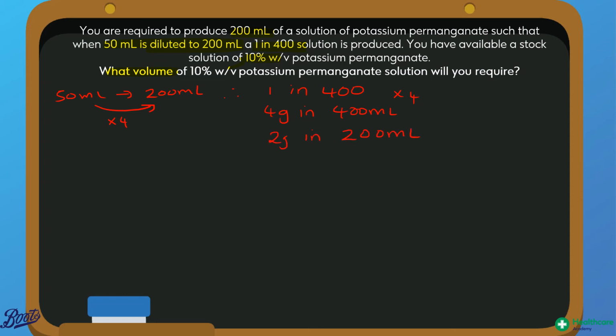Now our stock solution that we're going to create the solution out of is a 10% weight per volume solution. 10% is equivalent to 10 grams in 100 millilitres, and we need 2 grams, so how many millilitres is that present in? We can work this out by dividing 100 by 10 and then multiplying out by 2 to give us an answer of 20 millilitres.